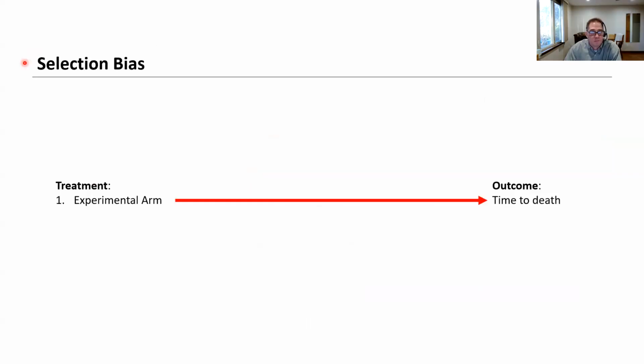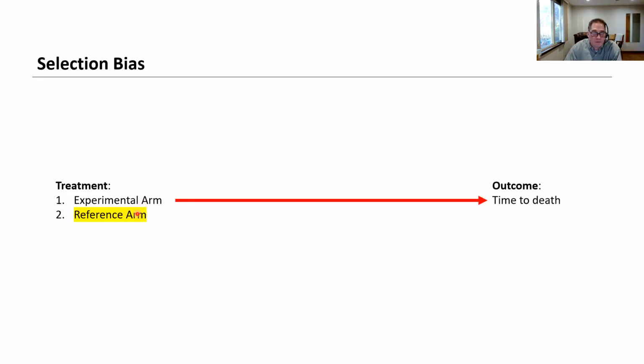So let's talk about selection bias quickly. If you're a drug company, for example, you have some new whiz-bang experimental treatment that you want to take to the market. And your primary outcome in this case, just say, is time to death. And so we want to see if our experimental treatment improves the survival of patients that receive it.